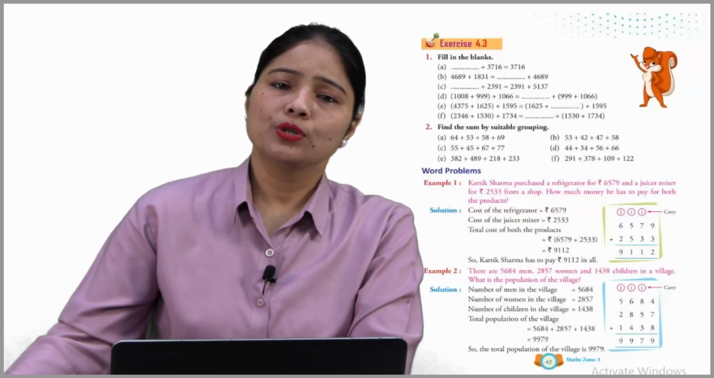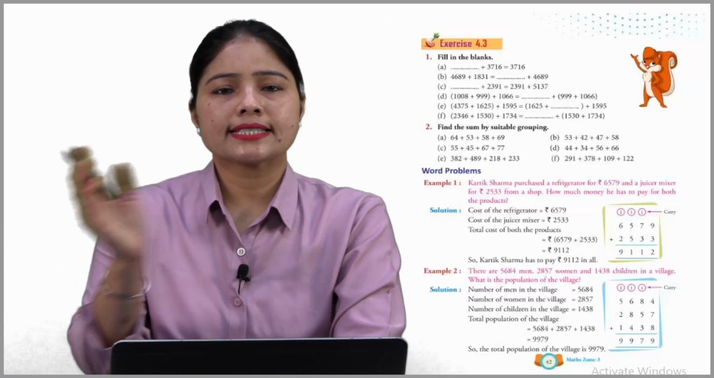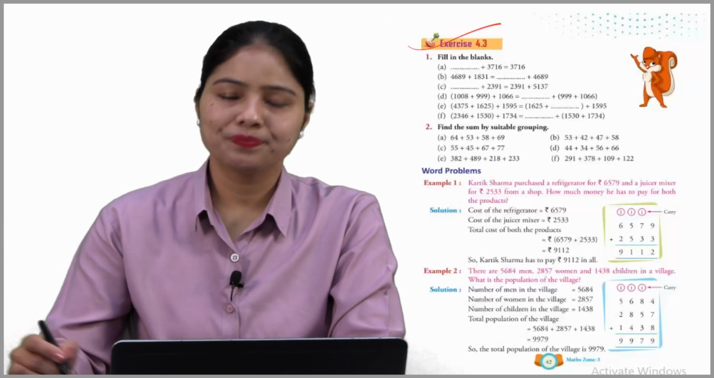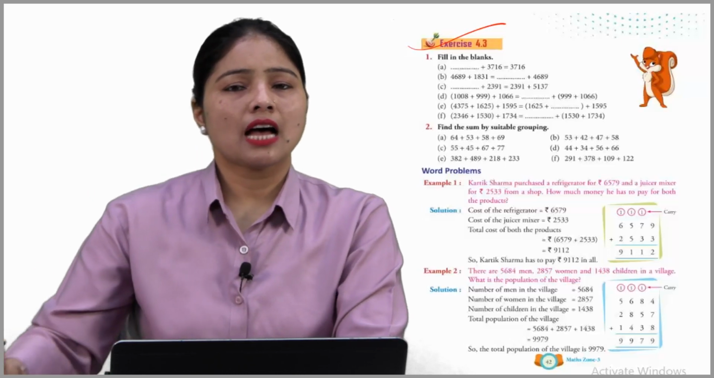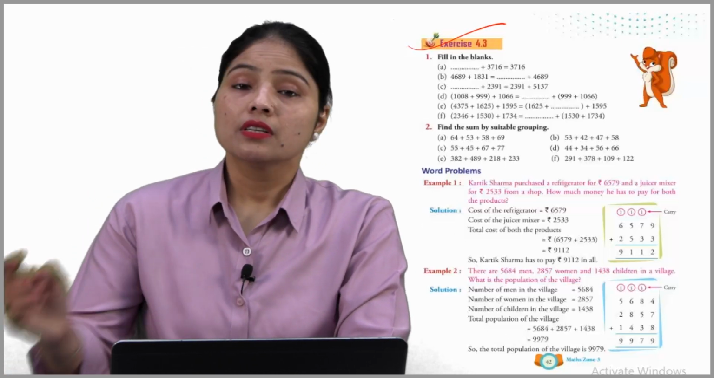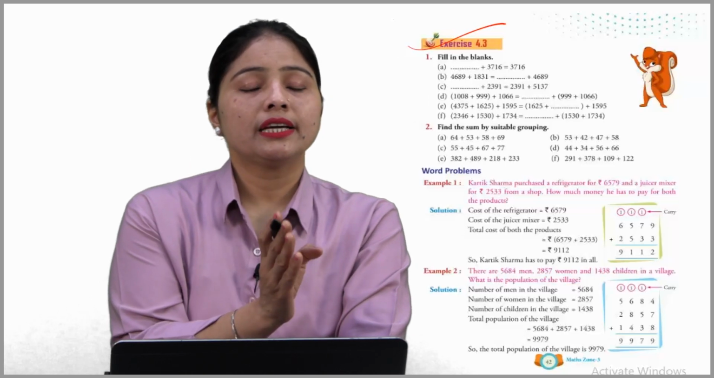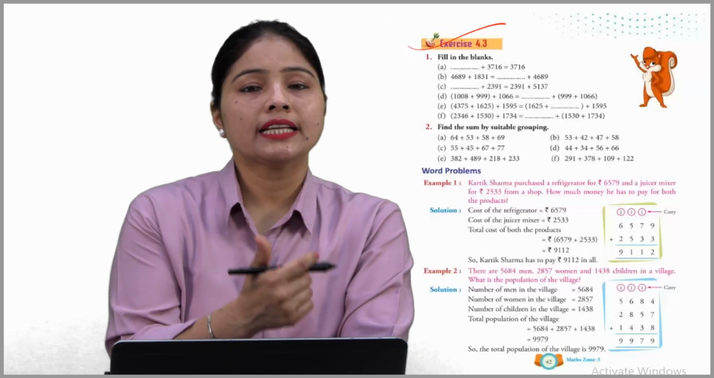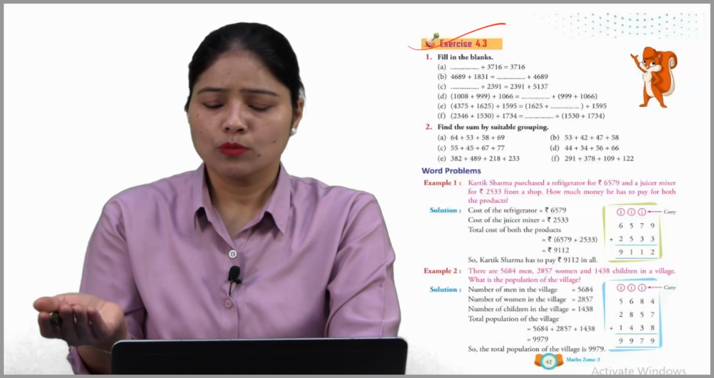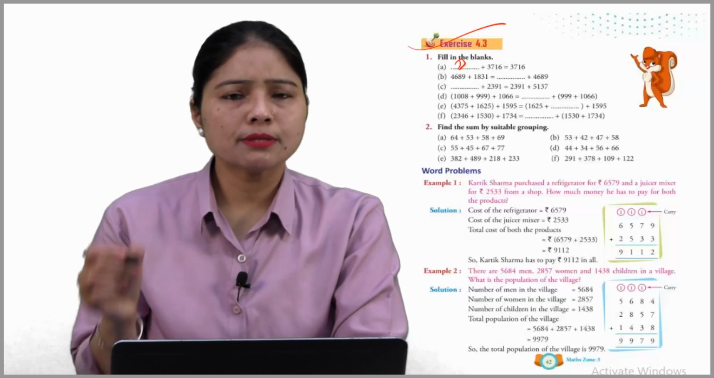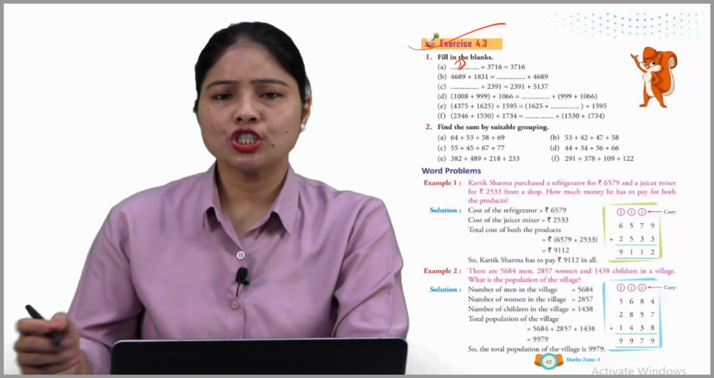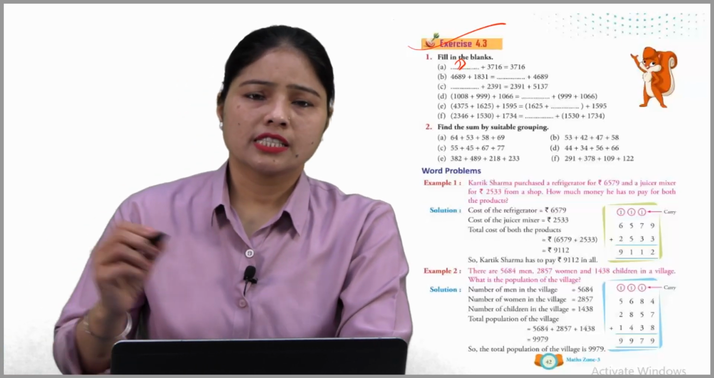Okay. So now we just go to exercise number 4.3. Filling the blanks. Blank plus 3716. In 3716, you just add which number, then you will get the same answer? Yes, we know if you add 0 over there, there will be no change in our answer. Okay.